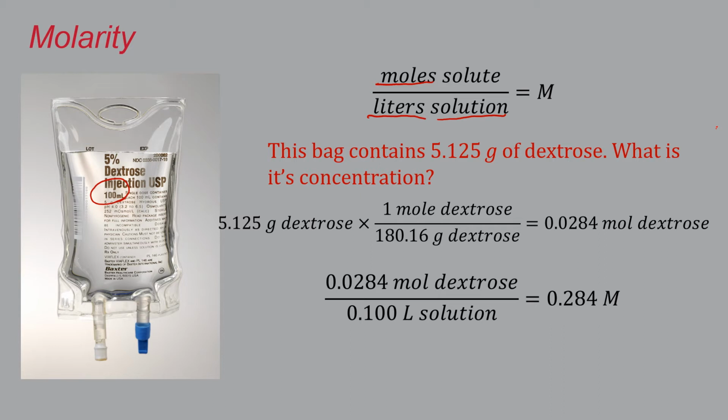So we've got 0.0284 moles of dextrose, and again, don't forget the solution has to be in liters, and remember that milli equals 1/1000th, and 1 liter is the same as 1,000 milliliters. So that is a really common mistake that I see, that you do not convert the volume into liters, and that's something that you need to do.